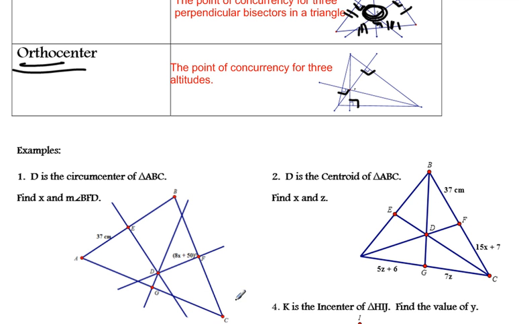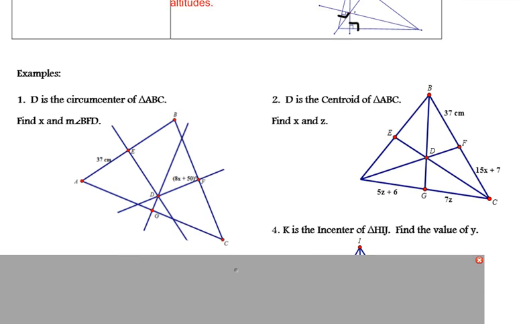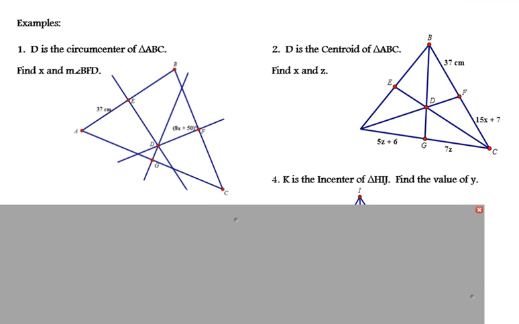Okay, now we're going to apply our definitions using figures and algebra. The first one says that D is the circumcenter. Immediately, circumcenter, we should note, is three perpendicular bisectors. So as soon as we see the word circumcenter, we want to write in where our right angles are. This is a perpendicular bisector. This is a perpendicular bisector. This is a perpendicular bisector. And we need to mark the bisector part.